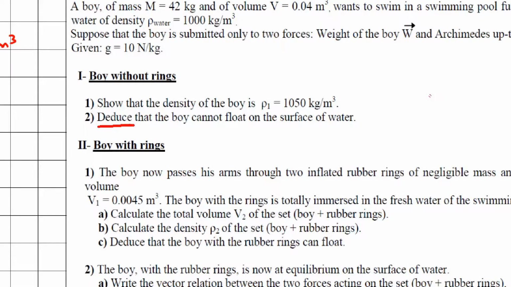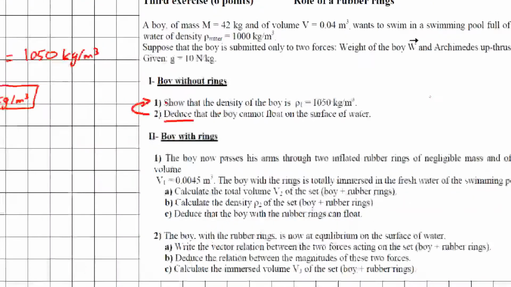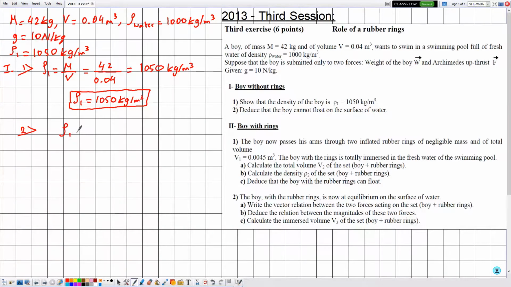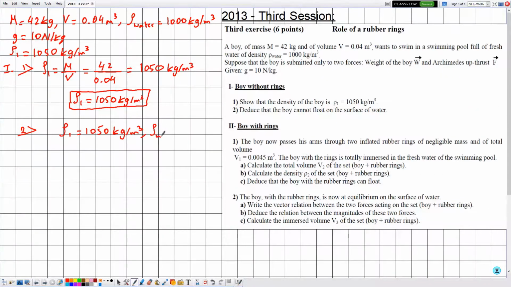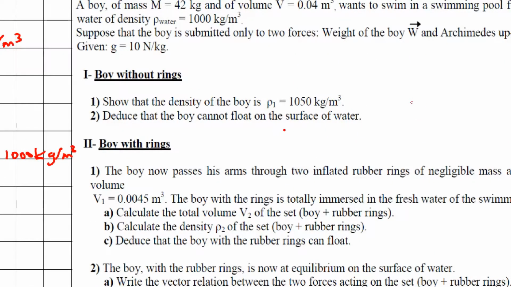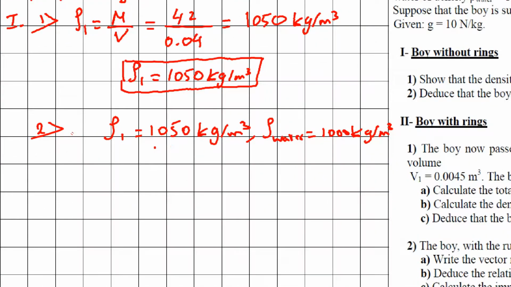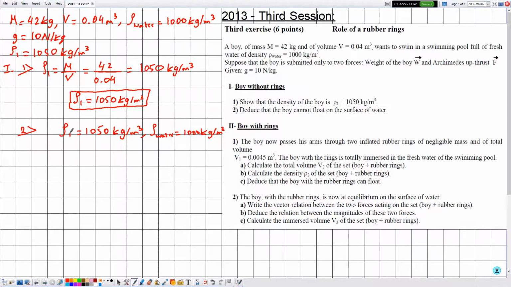And now in number 2, deduce that the buoy cannot float on the surface of water, and by deduce it means that we need to use the part just before. In number 1 we have determined the density of the buoy, ρ1 is equal to 1050 kilogram per meter cube, and the density of the water is given by 1000 kilogram per meter cube. In order to deduce that the buoy cannot float on the surface of water, we need to compare both densities, the density of the buoy to the density of water. By compare, it means that we need to say whether ρ1 is greater than ρ water, equal or less than. Since they have the same unit, then ρ1 is greater than ρ water.